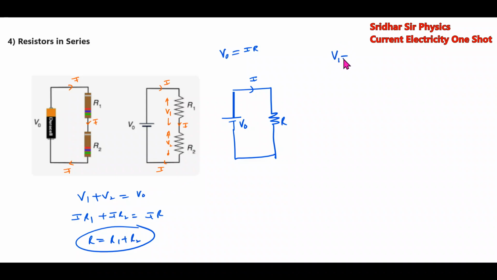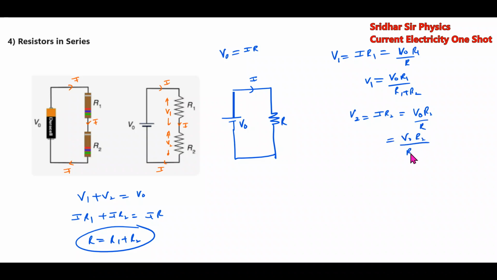Then the potential drop formula: IR1, which is equal to V0 by R, or V0 R1 by R1 plus R2, and similarly IR2. There is a potential difference.